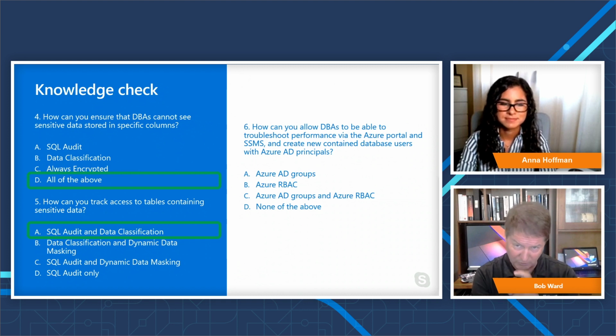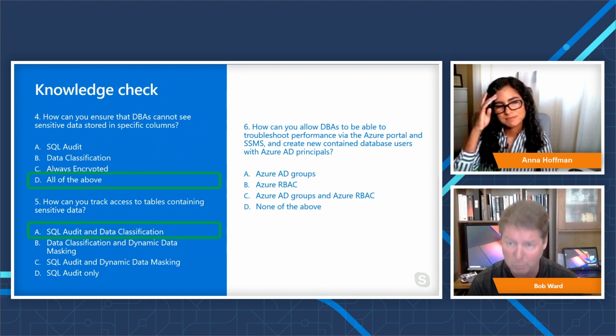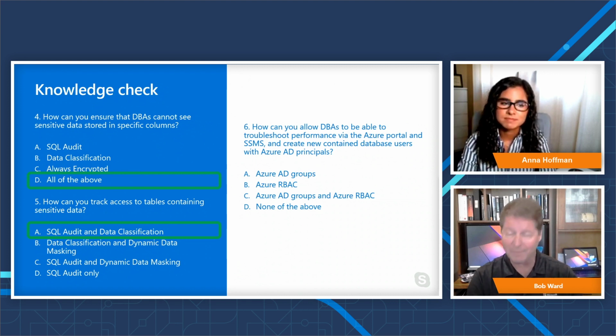So number 1, you said, how can you allow DBAs to be able to troubleshoot performance via the portal? So out of the gate, you have to use RBAC, right? We talked about that. So B's in the running right now, right? Now, in order to do this, through the portal and through SSMS, first of all, if you're going to use the portal, you need RBAC. If you're going to use SSMS, you have to be authenticated as a valid user for the deployment, correct?